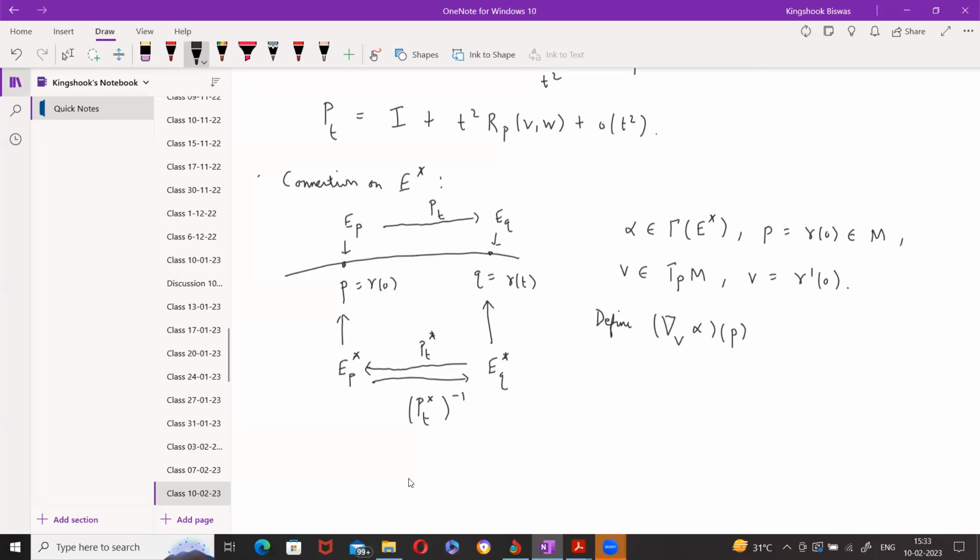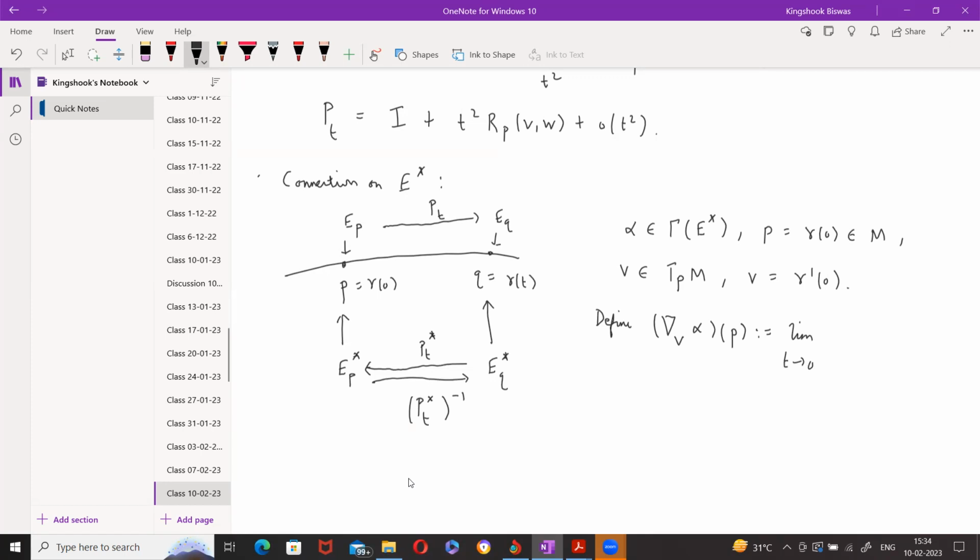So how will we define this? What I want is that this PT star inverse should be the induced parallel transport for the dual connection. If this is the parallel transport for the dual connection, how do I get the connection from the parallel transport? I differentiate the parallel transport, right? That will give me back the connection. So this should be a limit as T tends to 0.